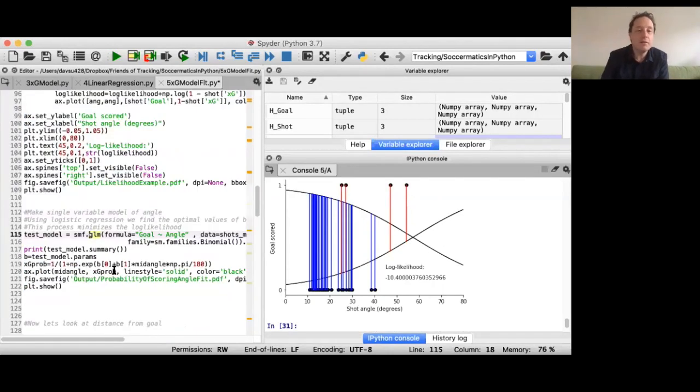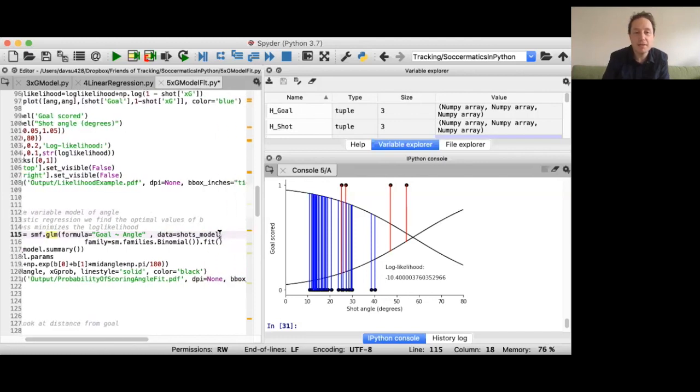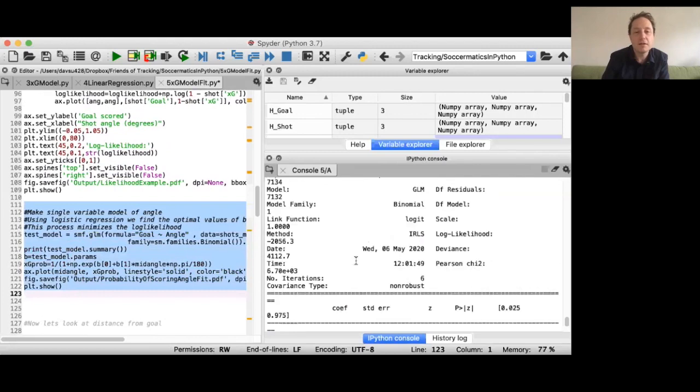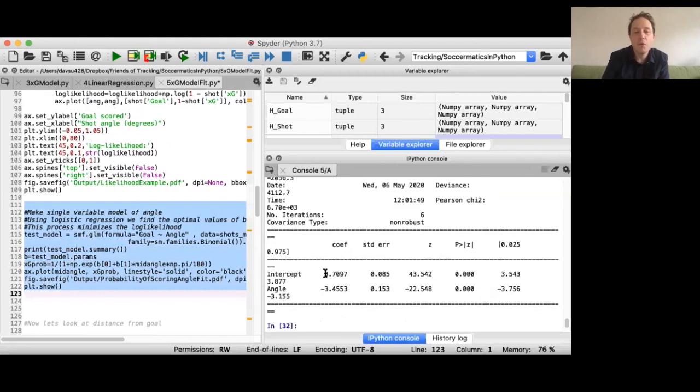So to do the fitting, we use the generalized linear model package inside statsmodels. We're interested in fitting the goal as a function of the angle and also a constant. The data we put in is all the data that's inside shots models. And the family that we use here is the binomial, because of this 1-0 nature of the data to do the fit. And that's the proper way of doing this logistic regression. If I run all of this, I will get a table where the most important things to pick out just now are the coefficients. So B0 is 3.7 and B1 is minus 3.45.